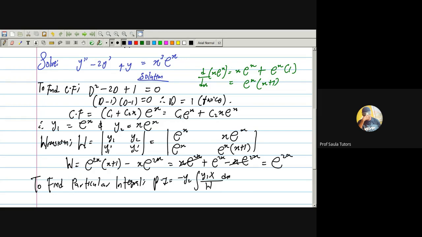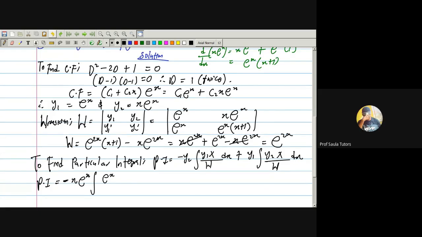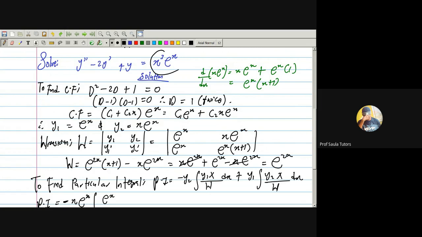So let's go. Don't forget, our PI is equal to minus y2 integral y1 x over Wronskian dx, plus y1 integral y2 x over Wronskian dx. Now let's find the particular integral. Minus y2. What's my y2? X exponential x. Then integral y1 is exponential x. And what is my x term? This big X I'm putting here is the function of x that you are seeing. Yes. It's x cubed exponential x.